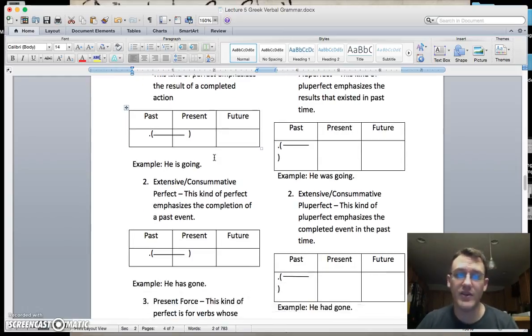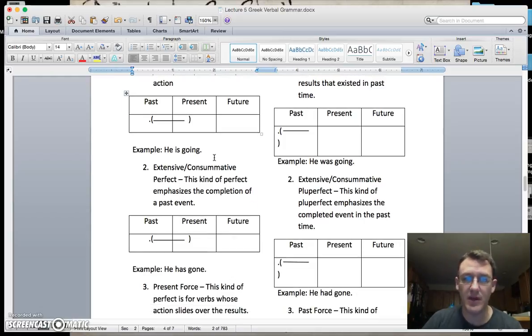On the other hand, the extensive consummative emphasizes the past action that happened. It does have continuing results into the present, but we put the emphasis on the past event that happened. So he has gone and continues going. Okay, is kind of the implication. Whereas the first one was he is gone and is continuing to go. Okay, it's just where you put the emphasis.